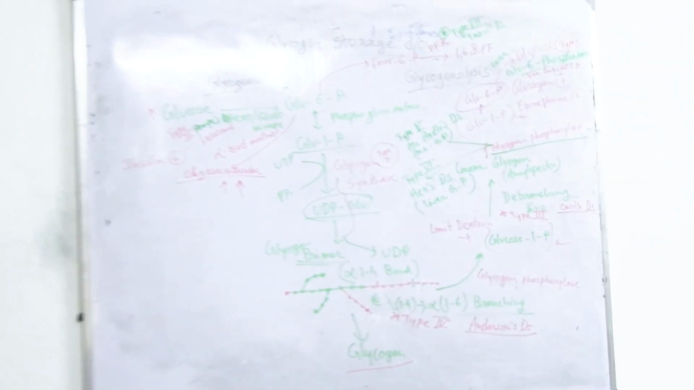Next, type 2. Type 2 is Pompe's disease. Pompe's disease is because of deficiency of lysosomal acid maltase. Okay, and lysosomal acid maltase deficiency leads to Pompe's disease. Type 3 is Cori's disease, deficiency of debranching enzyme. Next, type 4, branching enzyme deficiency leading to Andersen's disease.